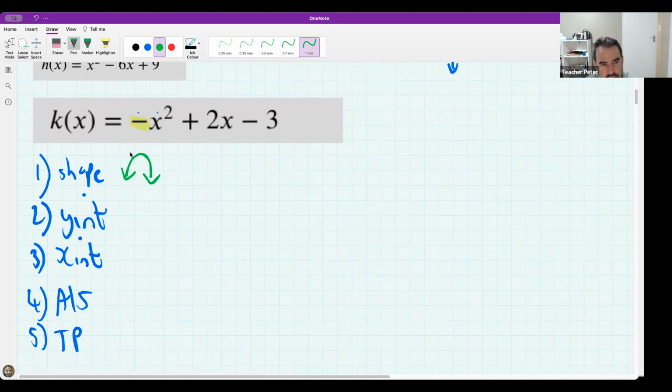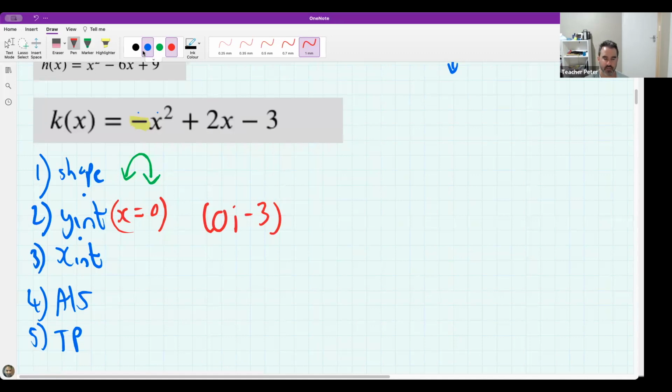What is the y-intercept for this function k? So to find the y-intercept, we make x naught. So what would the y-intercept be here? Yeah, it's just going to be naught minus 3. Okay, so we've got that piece of information.